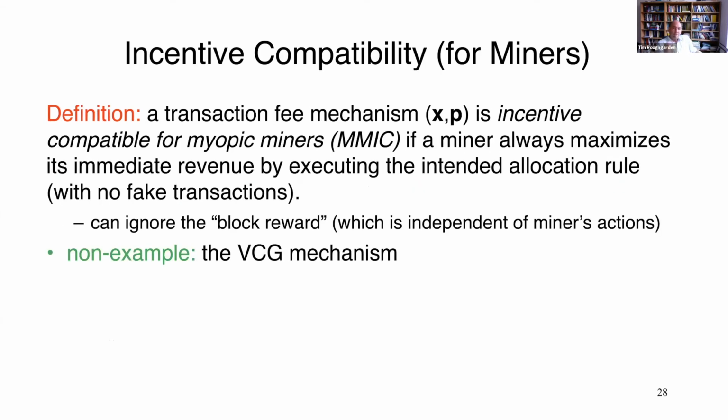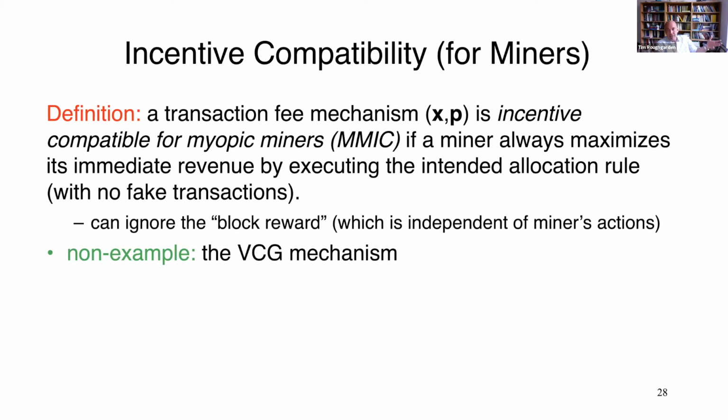All right, so we're going to have 3 definitions, 3 incentive compatibility guarantees I'm interested in investigating. One we already talked about, which is truthfulness, or this dominant strategy incentive compatibility property. So that was number 1. Here's number 2, motivated by these challenges that we've seen thus far. We're going to call a transaction fee mechanism MMIC, which means incentive compatible for myopic miners, if miners don't have these incentives to mess around with the mechanism. So if a miner is happy to follow the intended allocation rule and is happy to not insert any fake transactions, that's what we mean by MMIC.